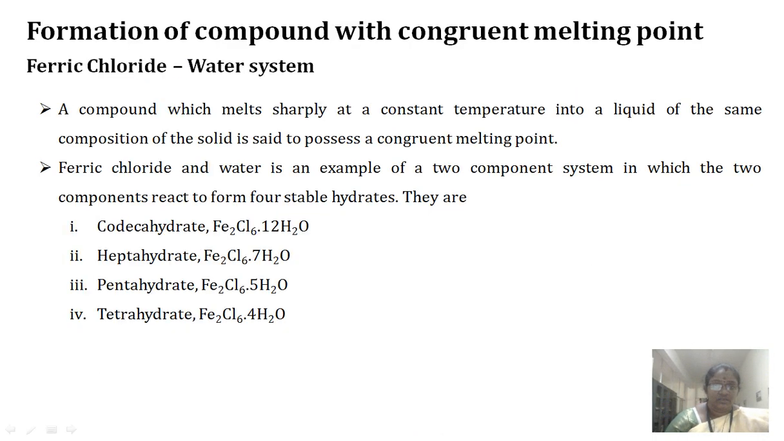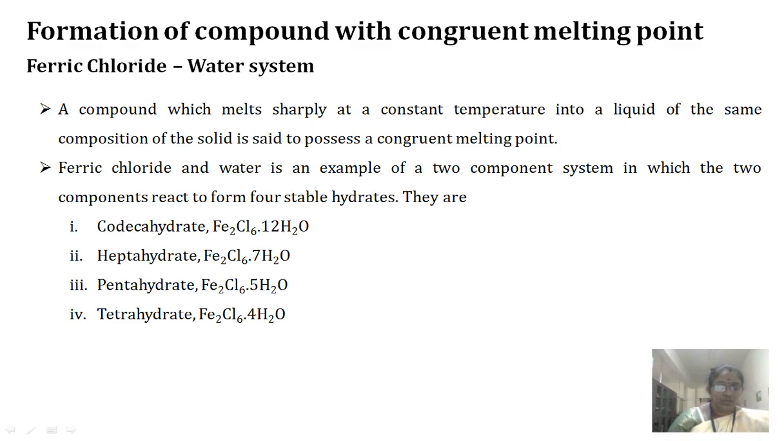Next one is ferric chloride water system. The formation of compound with congruent melting point. A compound which melts sharply at constant temperature into a liquid of the same composition as the solid is said to possess congruent melting point. Ferric chloride and water is an example of a two-component system in which the two components react to form four stable hydrates.